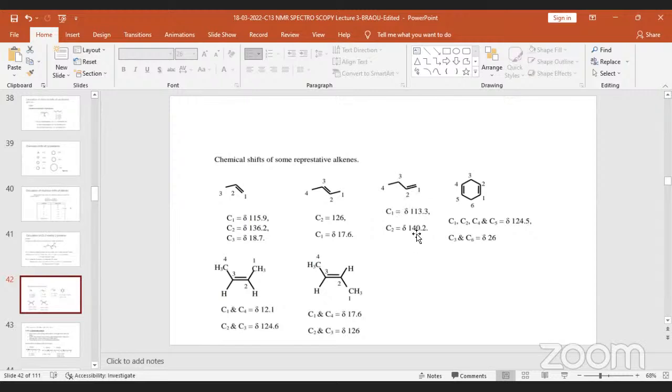So the internal alkene is downfield at 140, and this will be further affected by various other substituents, which we will discuss under the factors affecting chemical shift. These are just some representative examples I have given you for reference. You need not memorize all these values, just observe where the alkene carbons come. Around 123, isn't it? And 126, which means it's near the ethylene chemical shift of 123. And here also 124, so terminal and internal are different.